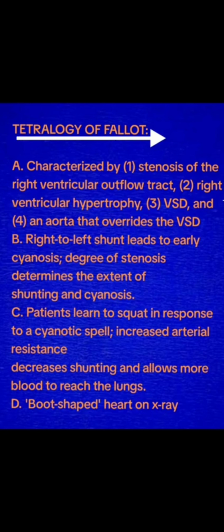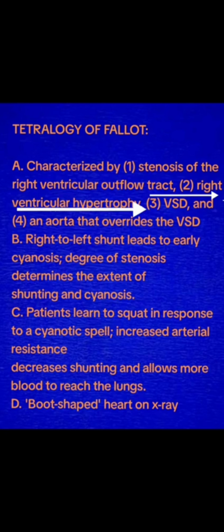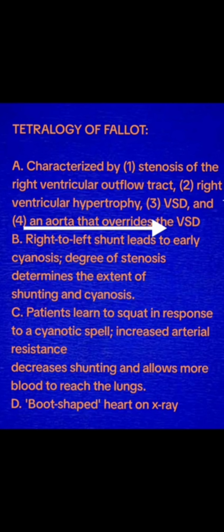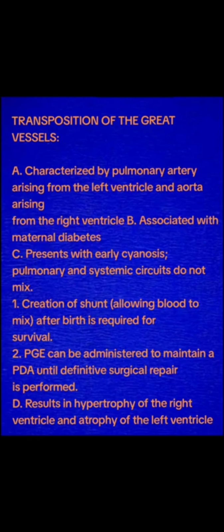Tetralogy of Fallot. Tetralogy of Fallot is characterized by stenosis of right ventricular outflow tract, right ventricular hypertrophy, ventricular septal defect, and aorta that override the ventricular septal defect. Right to left shunt lead to early cyanosis. Degree of stenosis determine the extent of shunting and cyanosis. Patient learn to squat in response to a cyanotic spell, increase arterial resistance, decrease shunting, and allow more blood to reach the lungs. Boot-shaped heart in X-ray is seen.